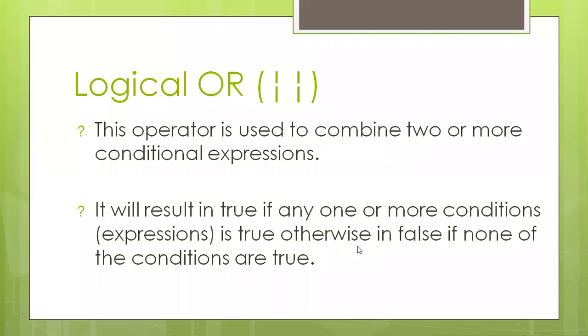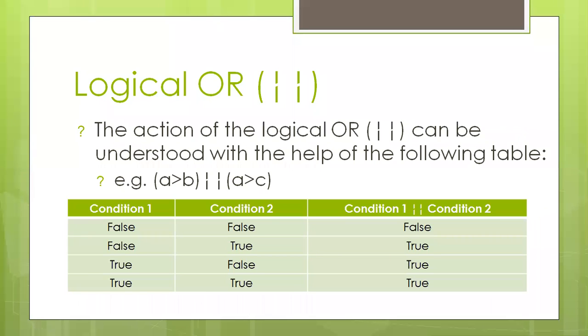Okay, but when is it going to return false? If none of the conditions are true. If any of the conditions is not going to return true, then it will give you false. See, A greater than B, okay, A greater than C. If both the conditions are false, then it will return false.